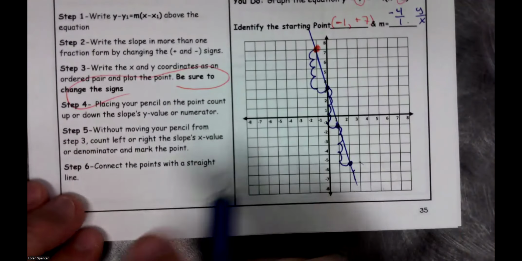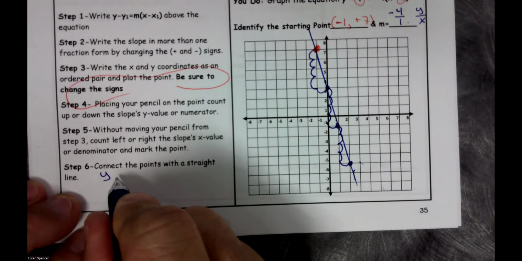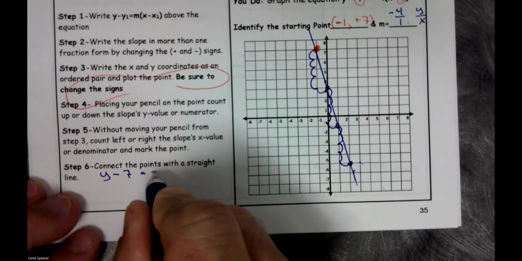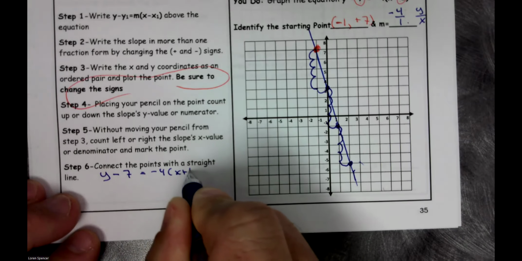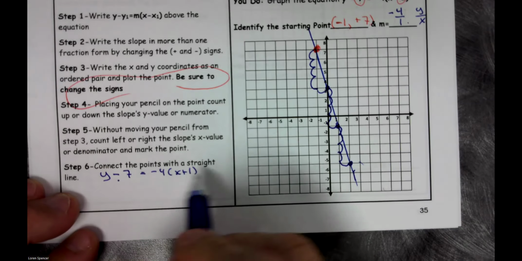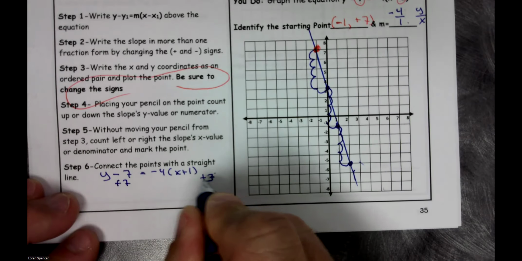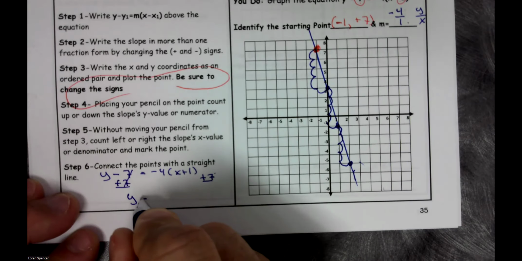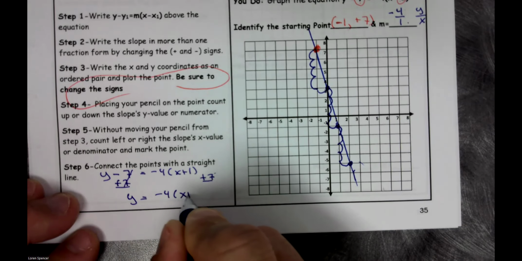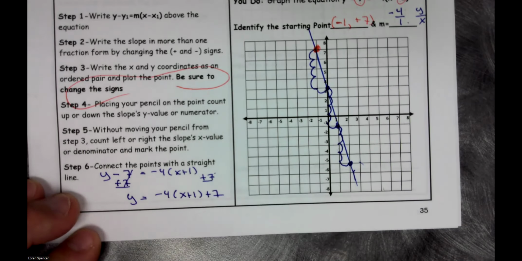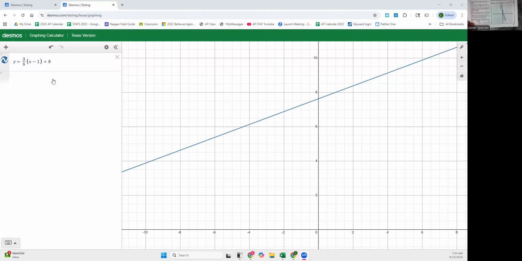So with Desmos, we have y minus 7 equals -4 parentheses x plus 1. I need to move this 7 over to the other side so I can plug it in Desmos. To do that, I'm going to add 7. And now I have y equals -4 parentheses x plus 1 plus 7. So let's switch our share. All right, plug that in.